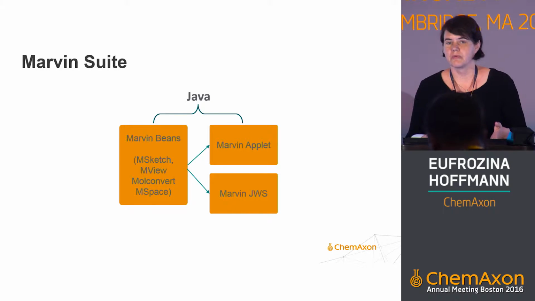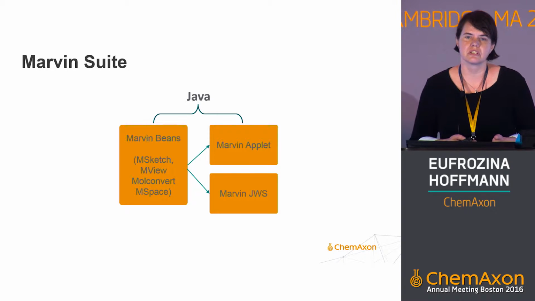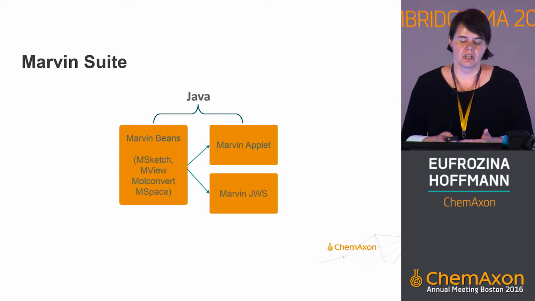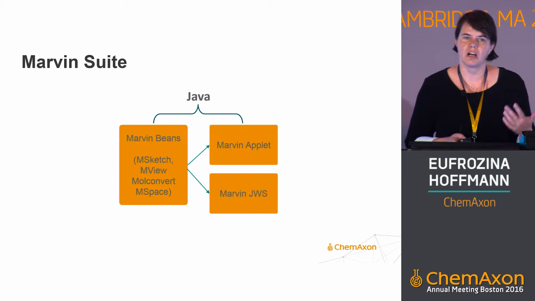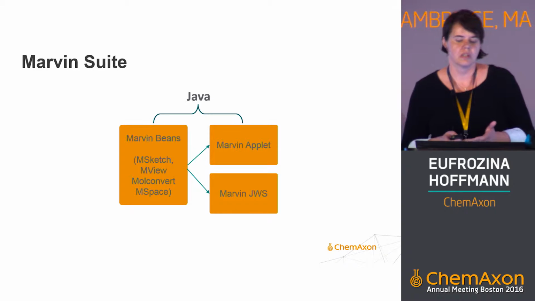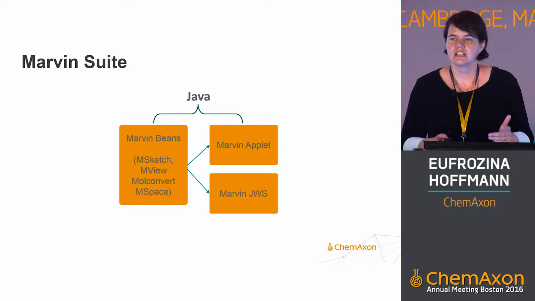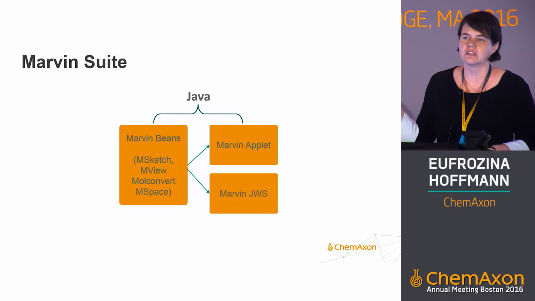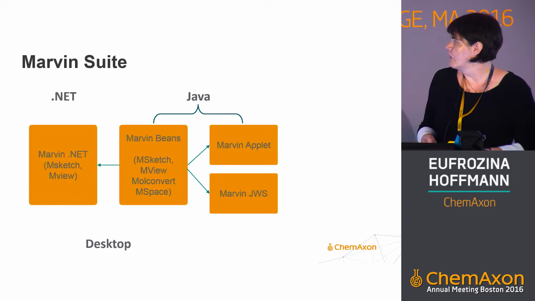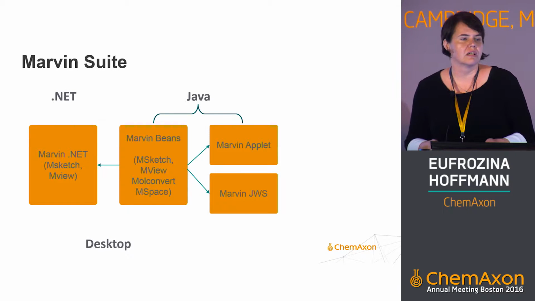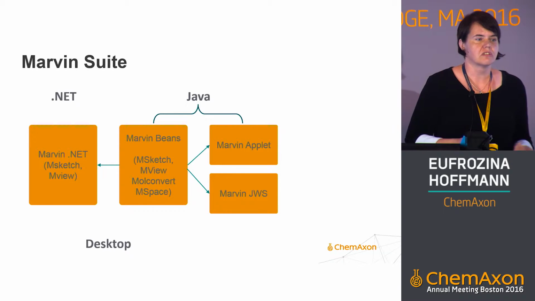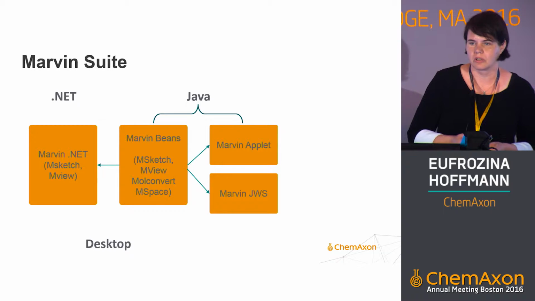Originally, Marvin began as a desktop program, which is written in Java. And it's not only one program, but as you know, it has 4 parts: Marvin Sketch, Marvin View, Marvin Applet, and our command line tool, MolConvert. And we make applets and Java Web Start products for web usage. Also, Marvin Sketch and Marvin View are converted to .NET, so we have a .NET version of this program.